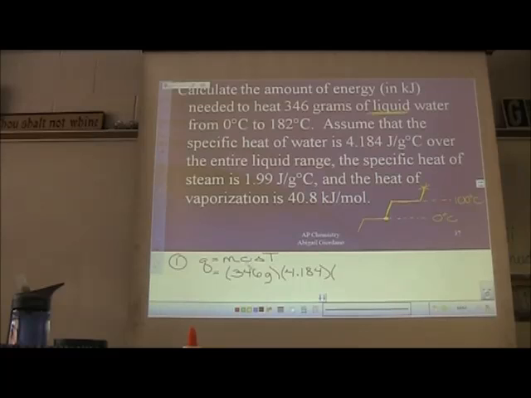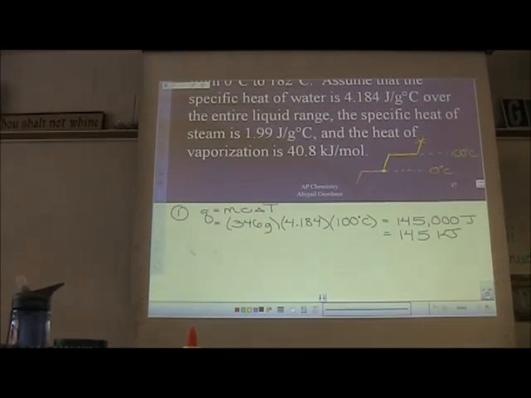Be careful. What's the delta T? It is not 182. 100. It's just the change from this point to this point. 100 degrees. Okay? I'll save you the time. You multiply that out. You get approximately this. They wanted our answer in kilojoules. Let's go ahead and convert that.